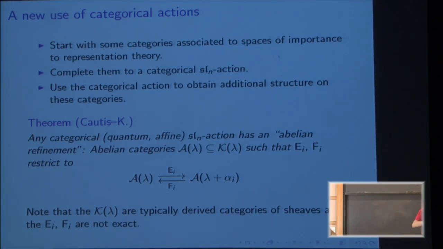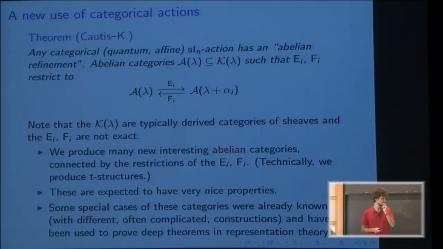So what we did, we showed that there's an abelian refinement if you have an SL_N action. So that is a choice of abelian subcategory from each K_lambda, so that the functors E_i and F_i restrict to those abelian subcategories. And in a certain way, there's a unique such thing. So why is that interesting? Well, as I said, abelian categories are very useful. So we started out with some categories that are interesting representation theoretically, and now we found interesting abelian subcategories, and lots of them, because we can apply them in various situations.